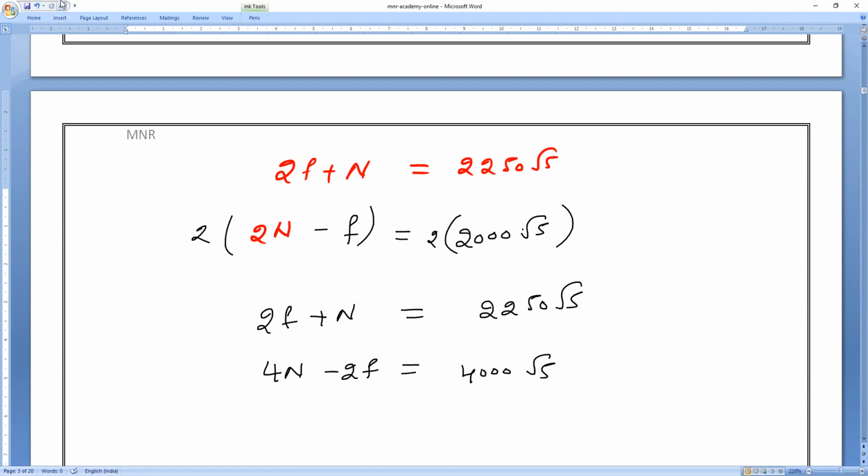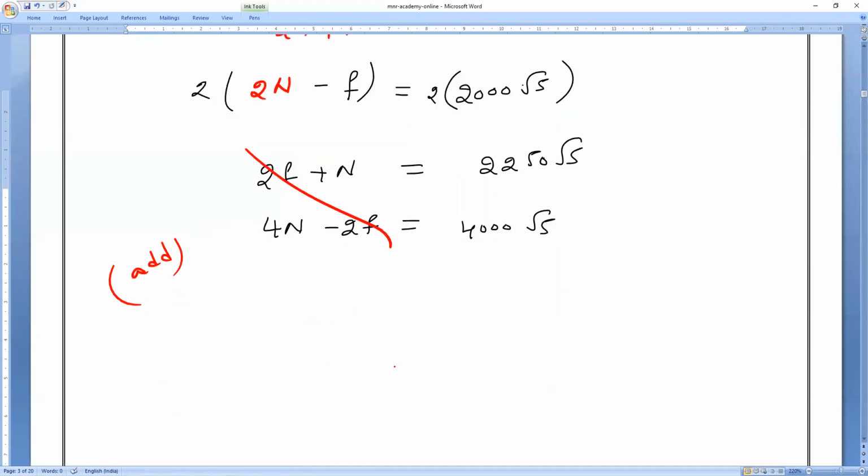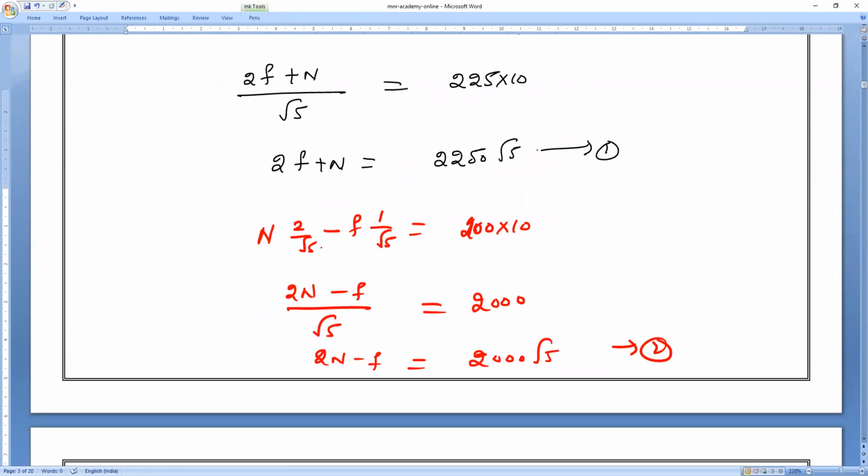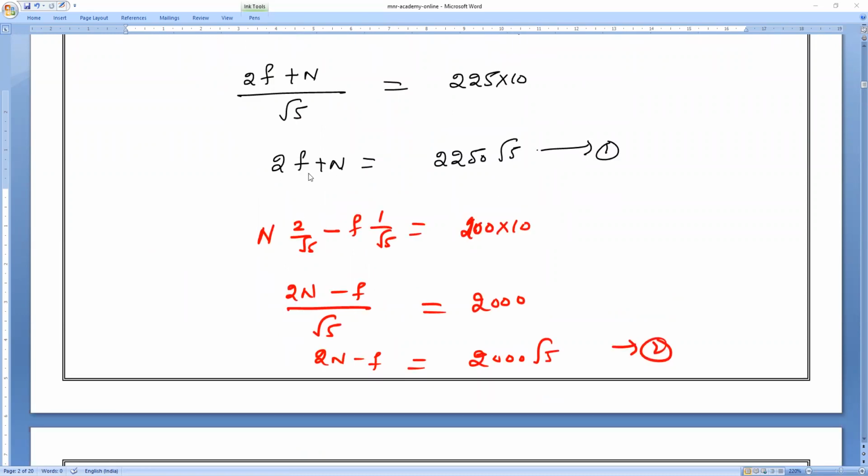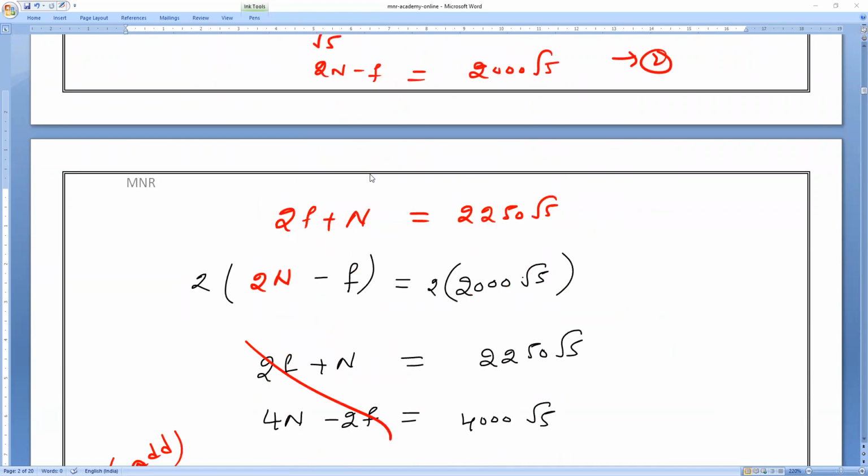If you add these two equations, 2F and 2F will get cancelled. A student says that in the first equation itself, we can multiply by 2 directly and F will come, giving the frictional force without finding N. That's fine.